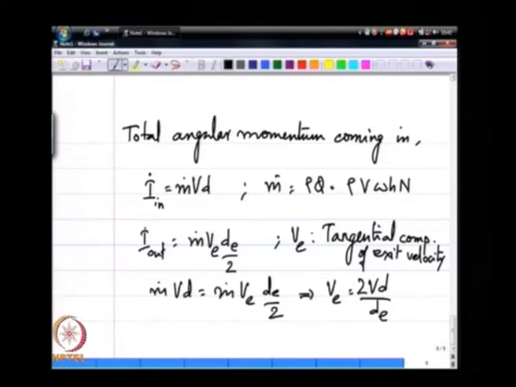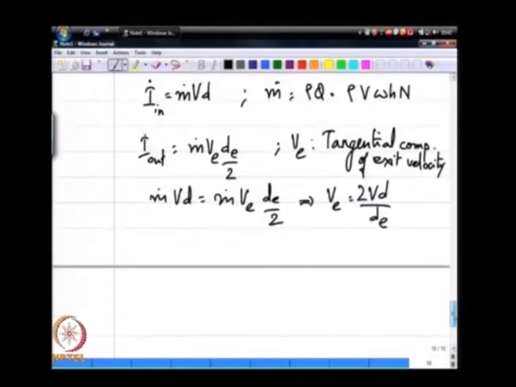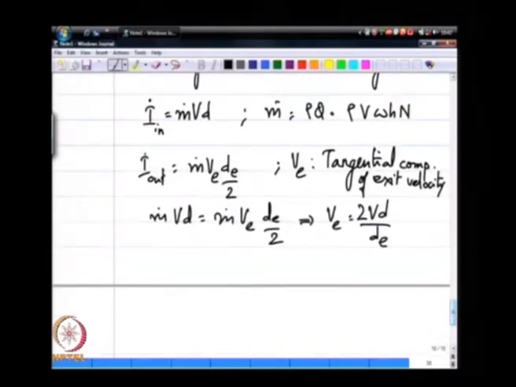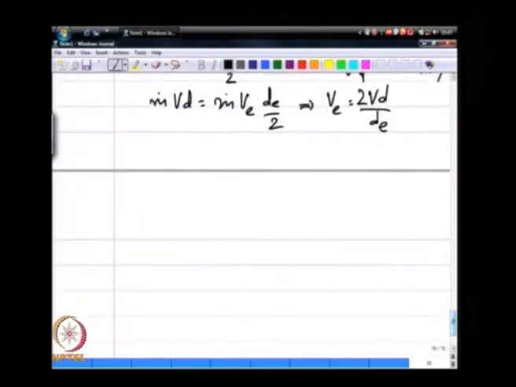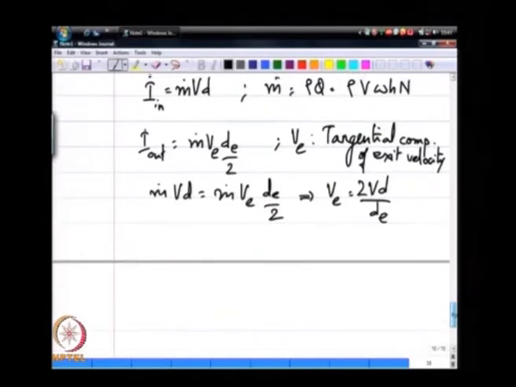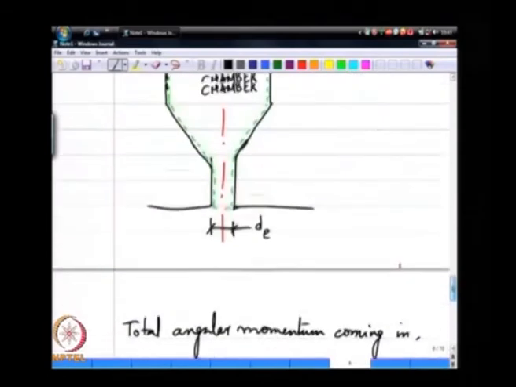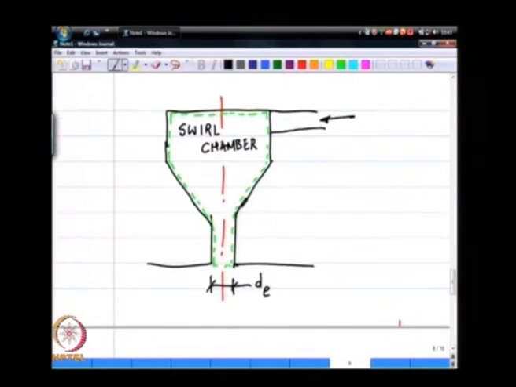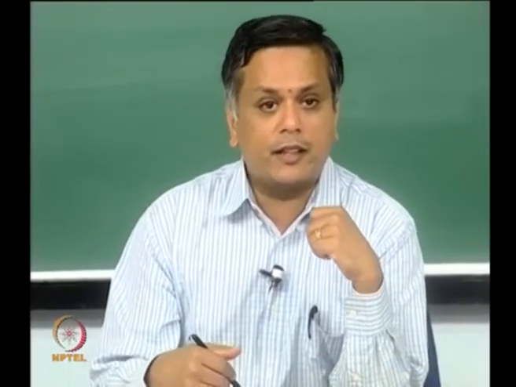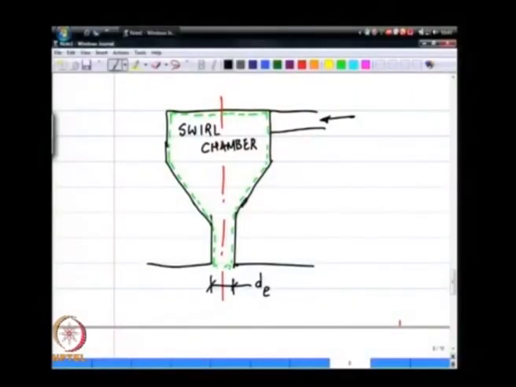This is just the tangential component of the exit velocity. Now, because the fluid is coming in tangentially into the swirl chamber, it contains no axial momentum in the direction of the axis, but for the fluid to exit out of this exit cross section, it has to have an axial momentum.